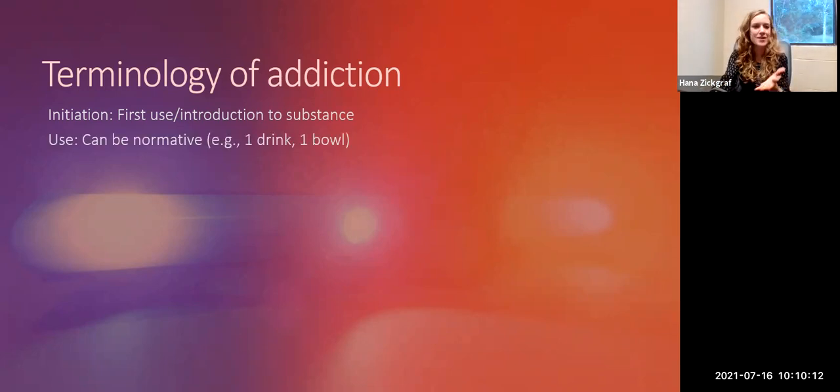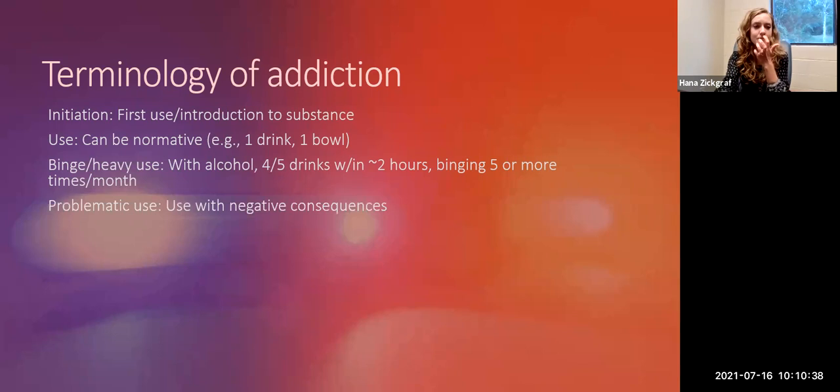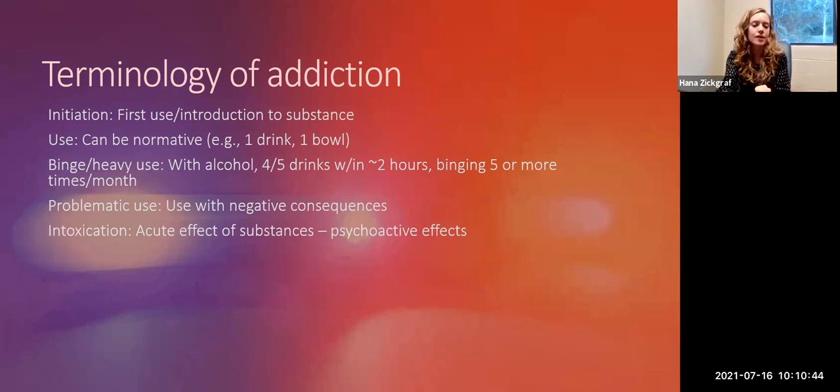Use just means taking the substance and having its psychoactive effects. Use can be problematic or normative. Binging or heavy use depends on the substance, but with alcohol, binge drinking is considered having 4 to 5 drinks within about 2 hours, or any drinking that gets your blood alcohol content above about 0.08, so the point of alcohol depression to intoxication. And heavy use is considered, again, binge drinking 5 or more times a month. Problematic use is any substance use that has any negative consequences. Intoxication refers to the acute effects of using substances on thought, behavior, emotions, and perception, and also on physical functioning.